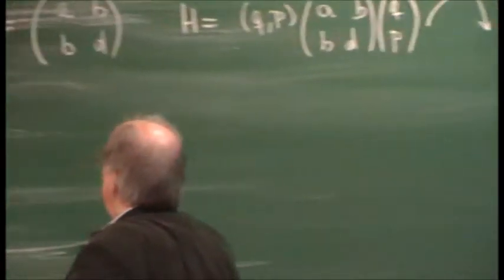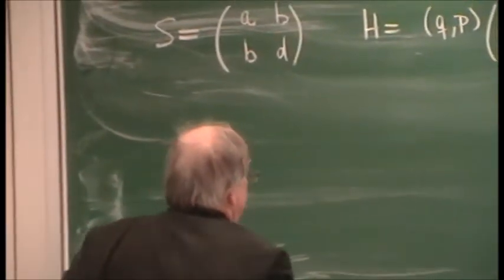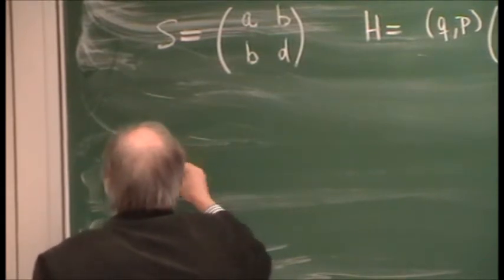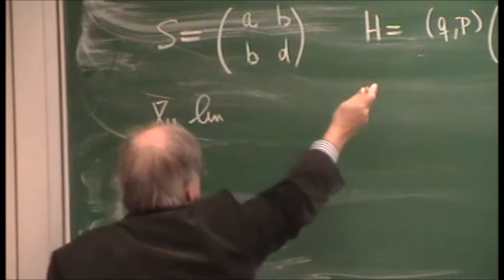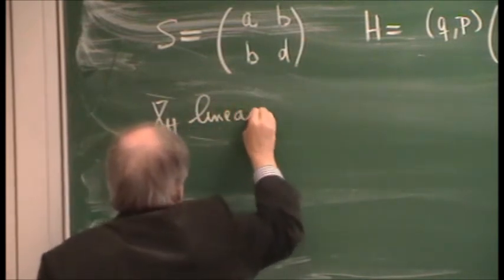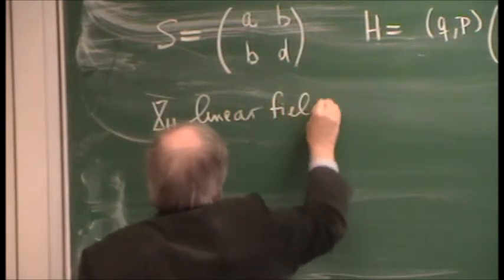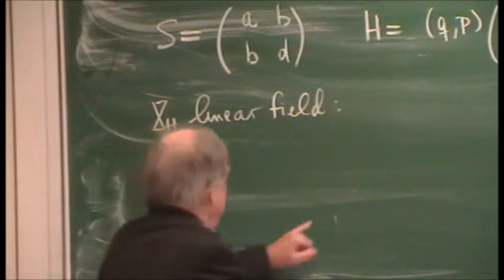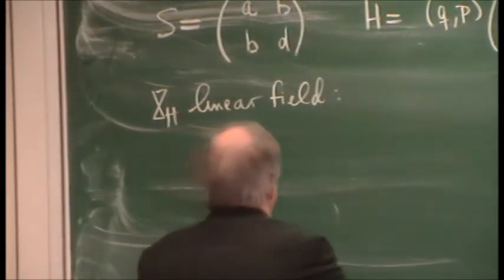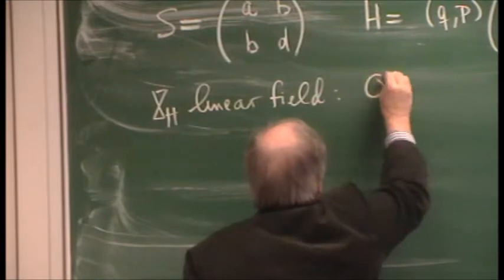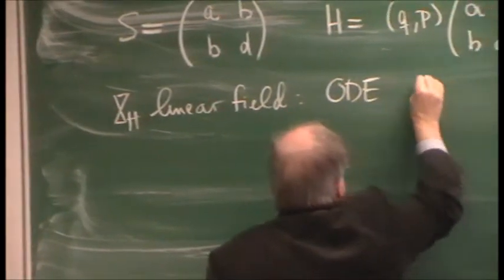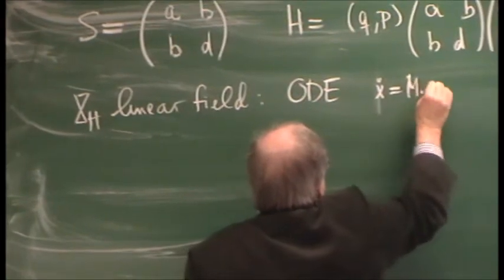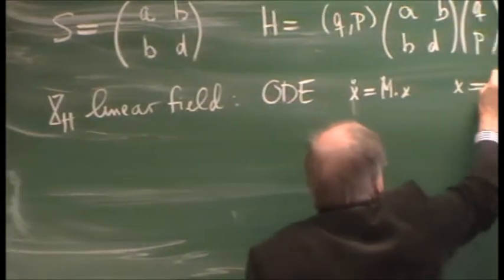And I may be wrong about sign someplace in this exercise, but I think that X for sure is a linear field, because you take d of a quadratic, you have something linear. And linear fields are of the form, so the ODE, for example, is of the form x dot equals Mx. So x is here, q p.